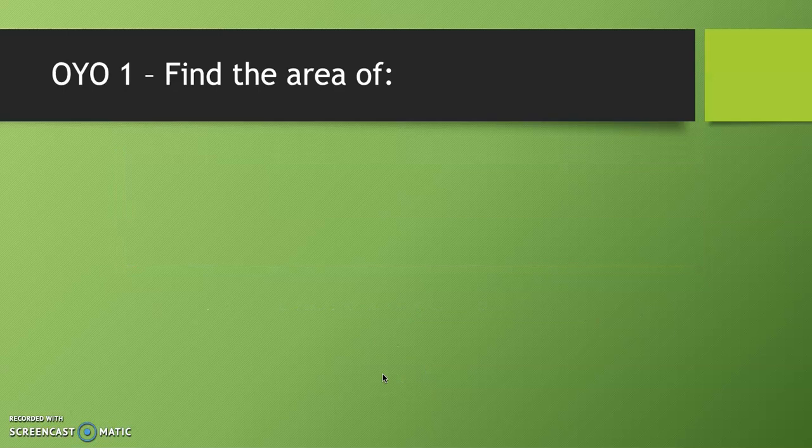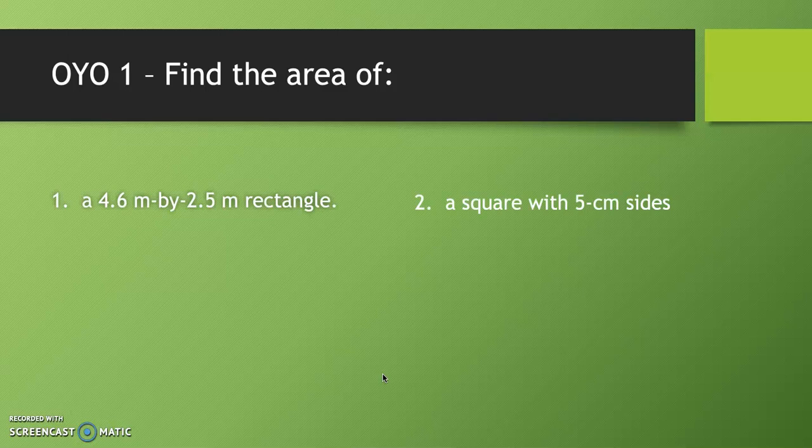On your own 1, find the area of the following rectangles. Good job.